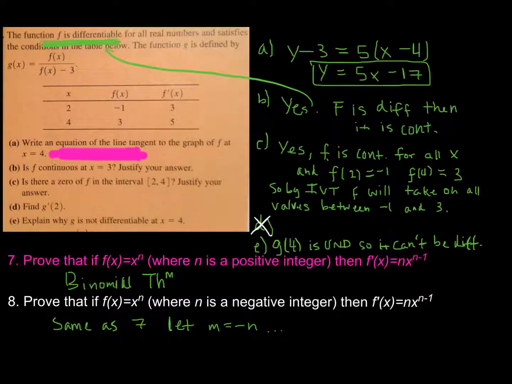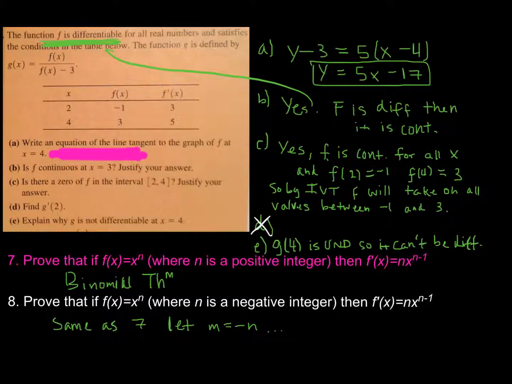For part C, is there a 0 of f, meaning does it intersect the x-axis on the interval from 2 to 4? And yes, it does, right? At 2, it's at -1, and at 4, it's at +3. And so by the intermediate value theorem, a continuous function will hit all values between any 2 that it hits. So it will take on all values between -1 and 3.